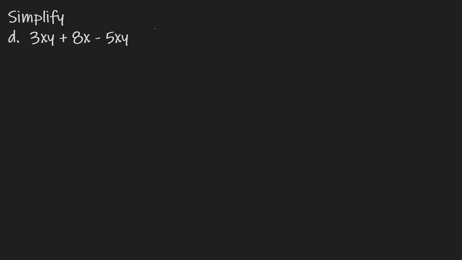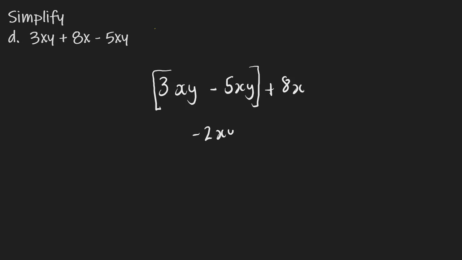Alright, and here we have 3xy plus 8x minus 5xy. So we already see some like terms. Let's group them. So we have 3xy minus 5xy plus 8x. Right, so let's simplify. This is minus 2xy plus 8x. Let us put the positive in front, so we have 8x minus 2xy.